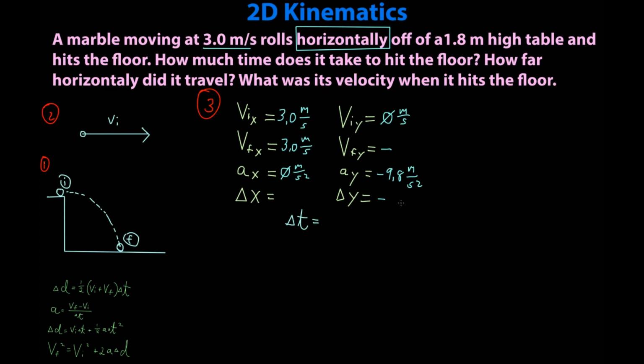Delta y. Do we know delta y? Well, yes, we do. The table is 1.8 meters high. Therefore, the marble falls negative 1.8 meters in order to hit the floor. So in other words, vertically from my initial point to my final point is 1.8 meters downward. Okay, so we have a total of 9 listed givens, and we just found 6 of them, which is pretty good.